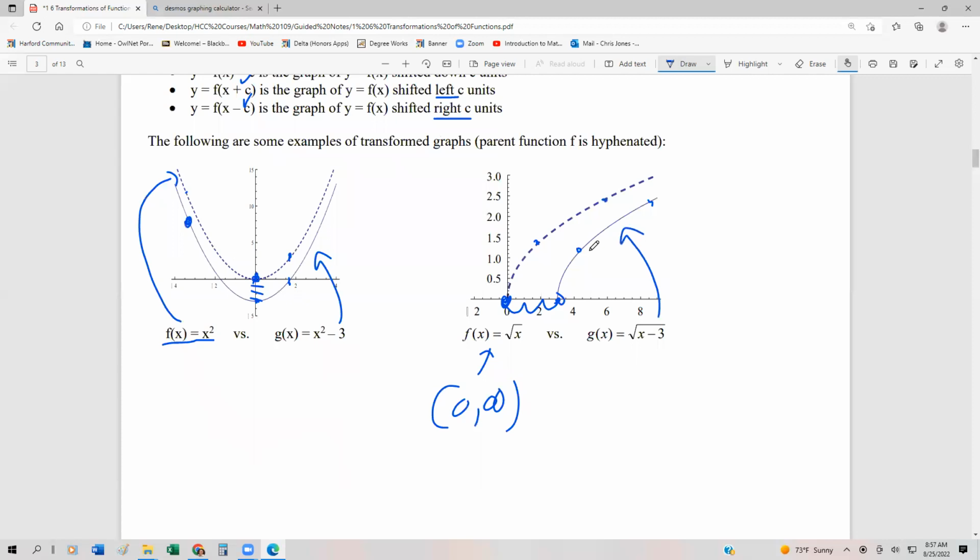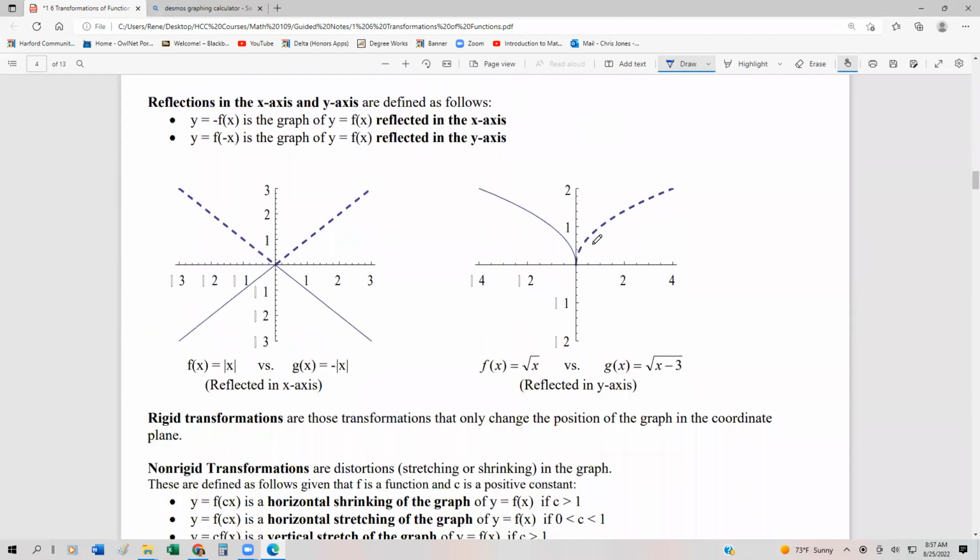Now, there are also reflections in the x and y axis. If you take the opposite of a function, that's going to reflect it in the x-axis, which just means you're going to flip it upside down. That's probably the easiest way. So if the negative is on the outside, you flip it upside down. And if you have the negative x on the inside of the function, then we're going to reflect it in the y-axis. What that means is you're just going to swing the points around.